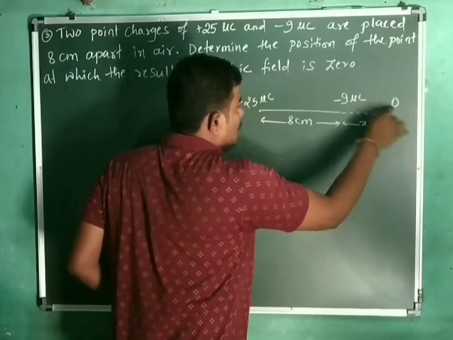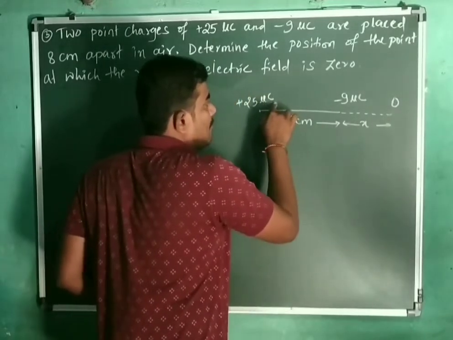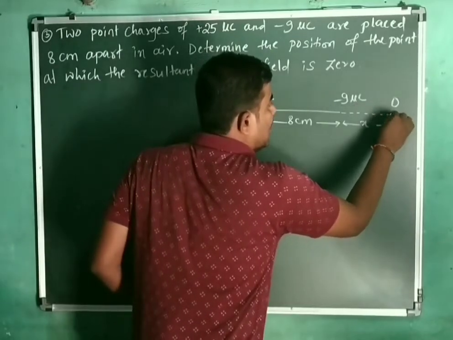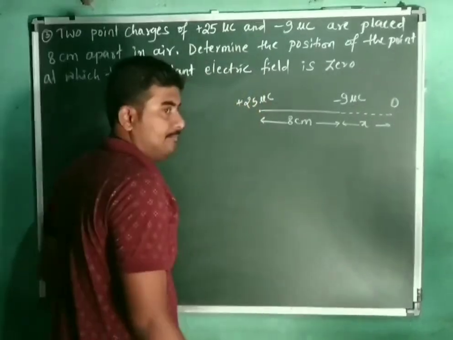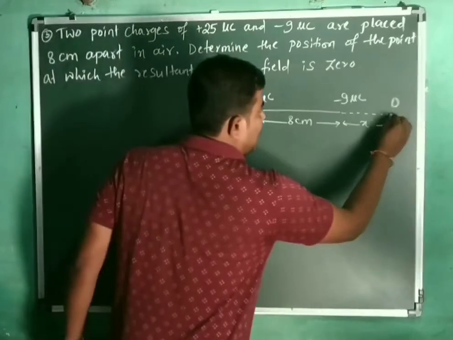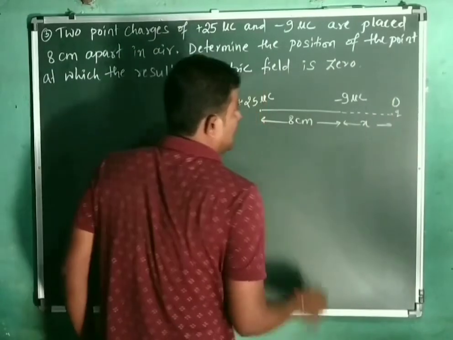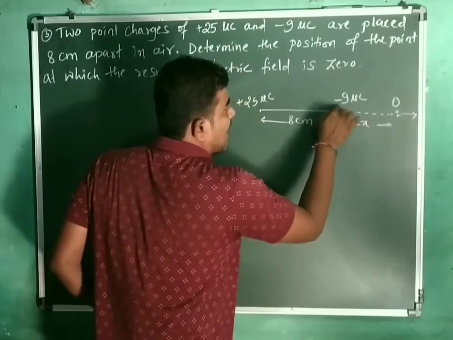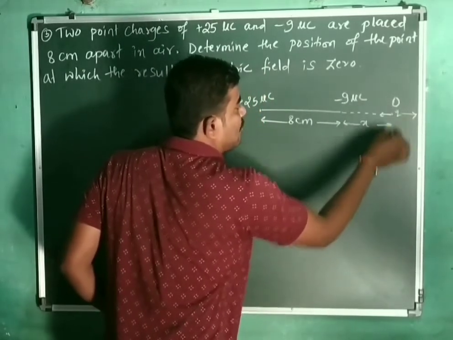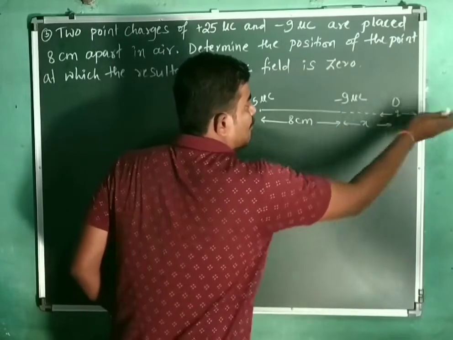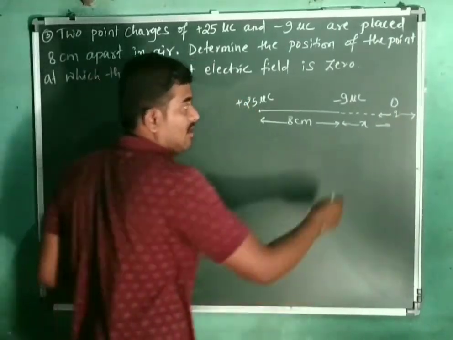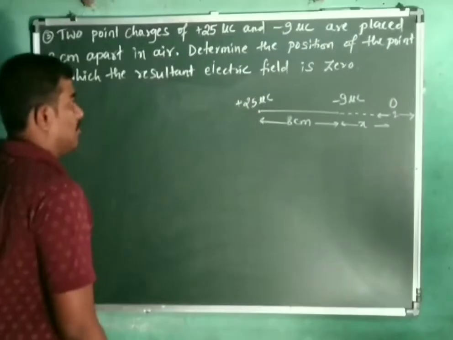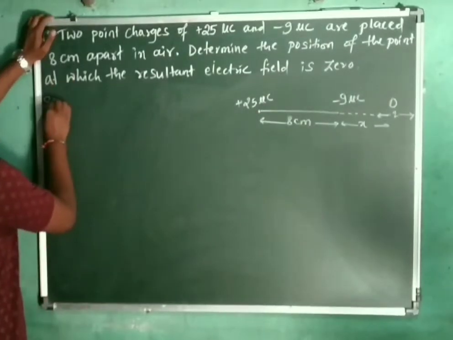At point O, due to plus 25 microcoulomb and due to minus 9 microcoulomb, the total electric field strength is going to be 0. If I place a test charge plus Q here, the 25 microcoulomb will repulse and minus 9 microcoulomb will attract. You can observe two equal and opposite forces are there. Then and only then the net electric field at this point is going to be 0. So let us begin our solution.